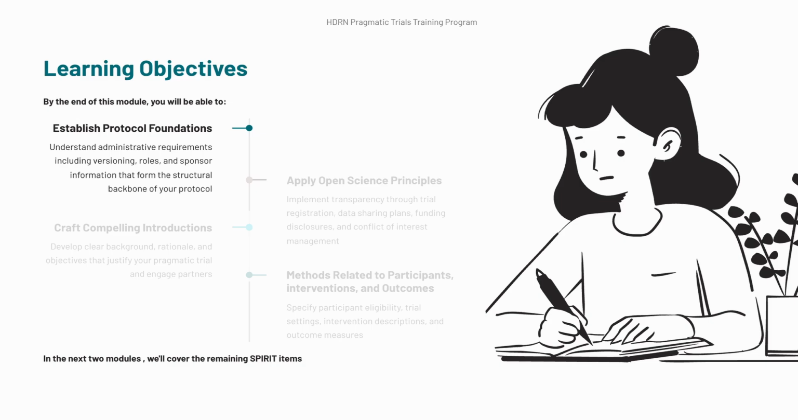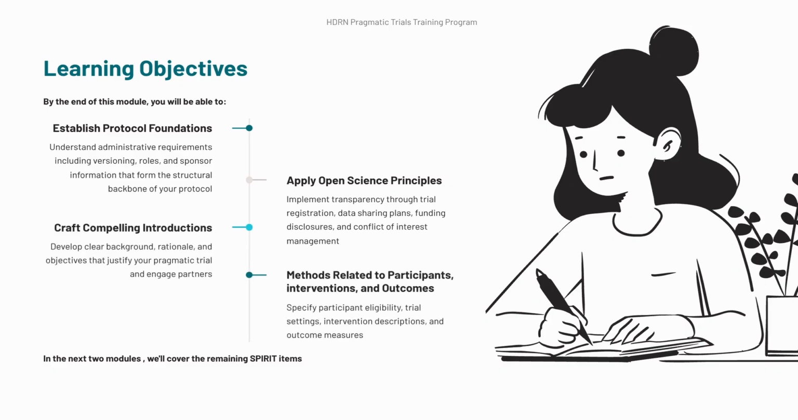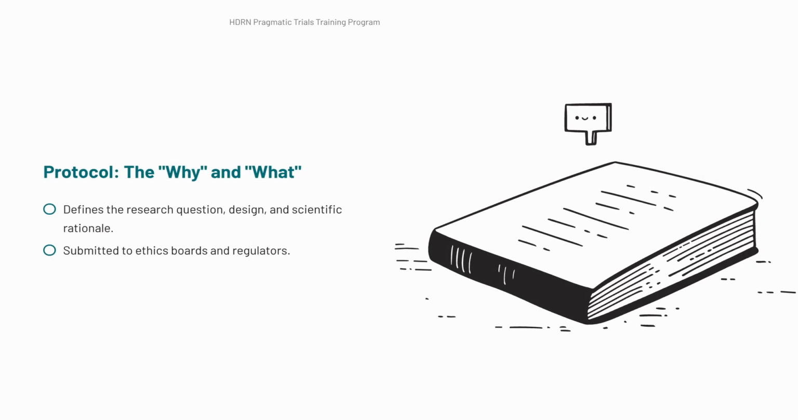In this module, we'll focus on the first 18 items from the SPIRIT checklist, including administrative information, open science practices including registration, data sharing, funding, and conflicts of interest, the introduction, and methods related to participants, interventions, and outcomes. Then, in the next 2 modules, we'll pick up with the remaining SPIRIT items. Whether you're designing your first protocol or refining your 10th, this 3-part series will help you apply SPIRIT with a pragmatic lens.